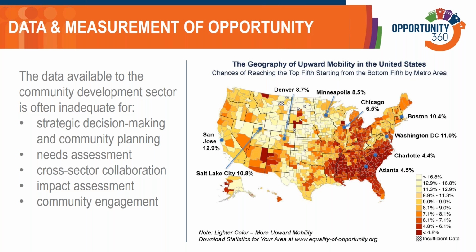So from that vantage point, again, Opportunity 360 is about, from our vantage point, helping our community partners across the country. Many of you already worked with Enterprise before, to get that level of data, but also to help you understand how to use it, whether that is in strategic decision making and community planning. In fact, we're doing a lot of work around some of the HUD regional plans for the assessment of fair housing, but also to do needs assessment, the data that provides, data around cross-sector collaboration.